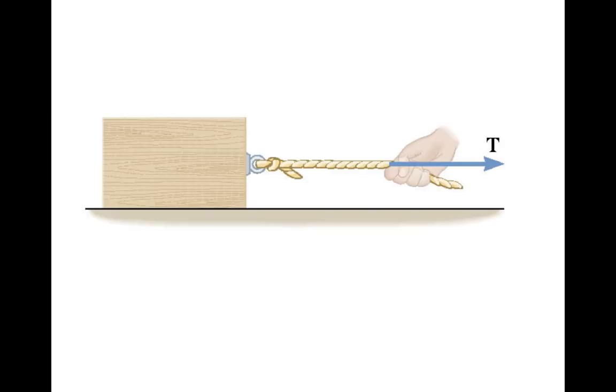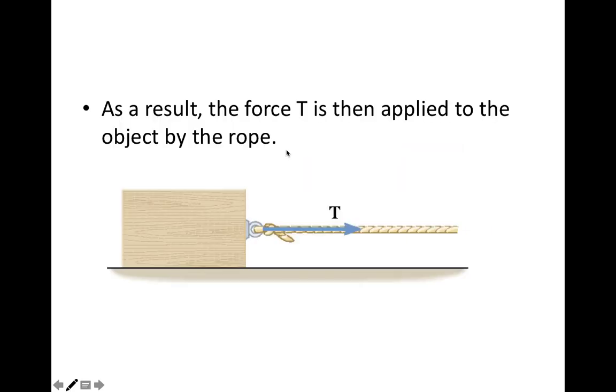So here we have a rope that is attached to a box, and we are pulling the rope at one end and applying a tension force T. That tension force gets transmitted to every part of the rope, and it gets transmitted through the rope all the way to the other end of the rope. And therefore, there's a tension force that gets transmitted to the object by the rope.